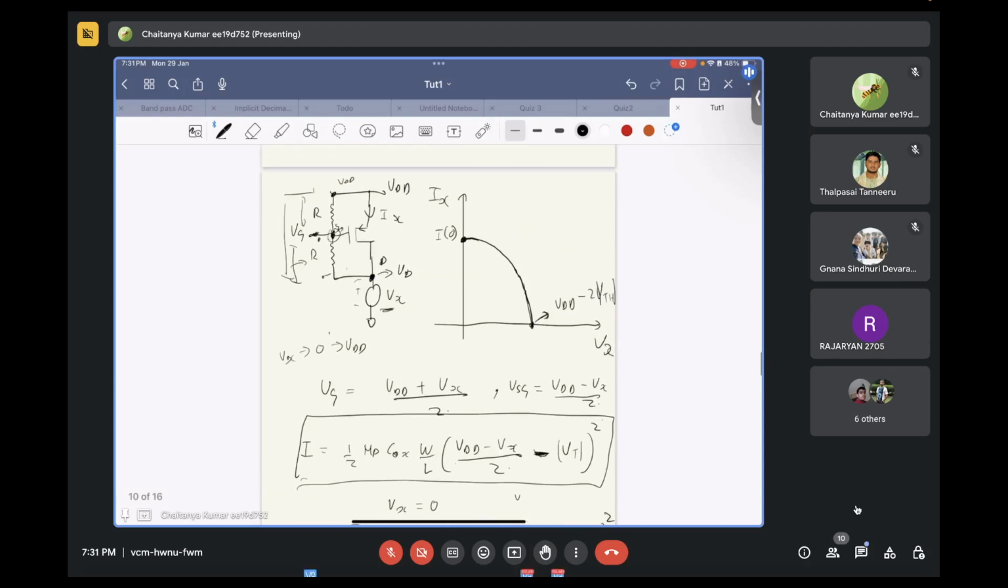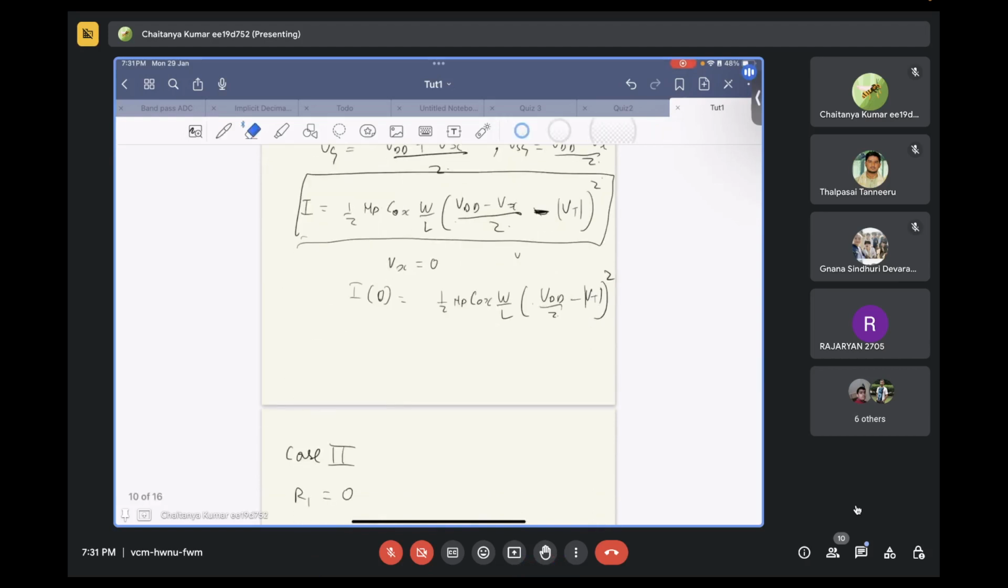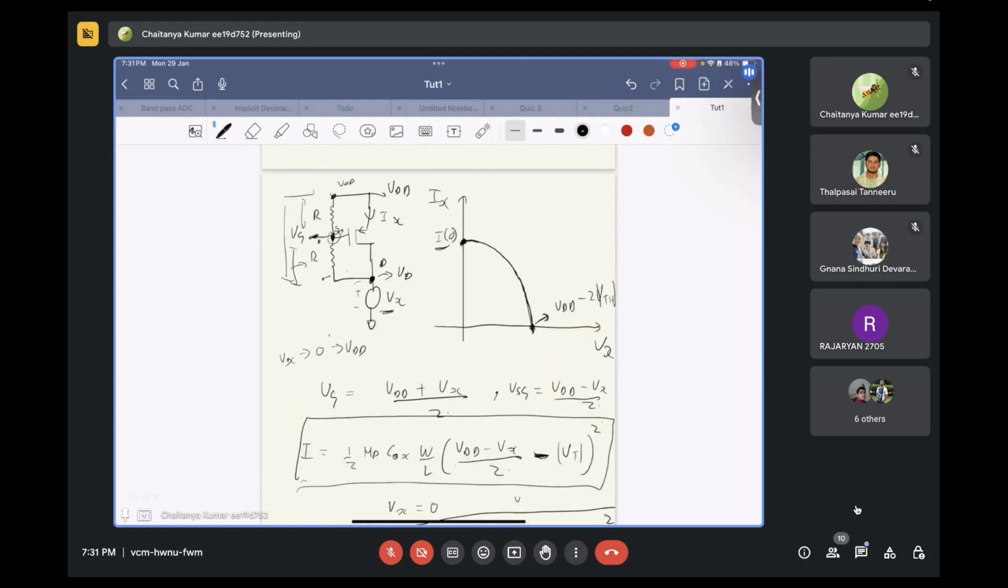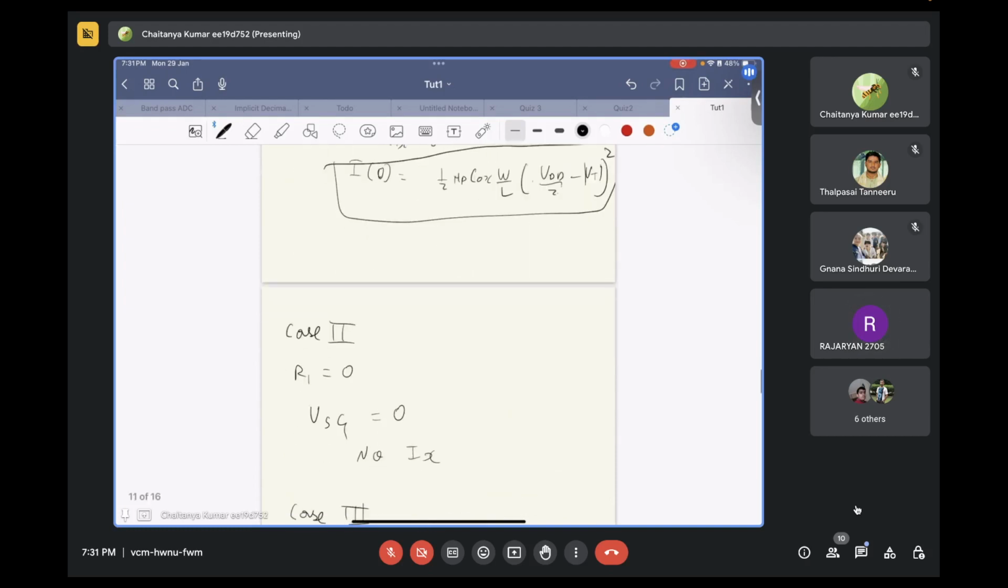First case is complete. Your current goes all the way from I0. What is I0? I0 is basically half mu p C ox W by L times VDD by 2 minus VT squared, and it goes all the way down to 0 as Vx goes from 0 to VDD, and it gets cut off at VDD minus 2 VTH. Is it clear? Correct. Perfect. Now case 2.